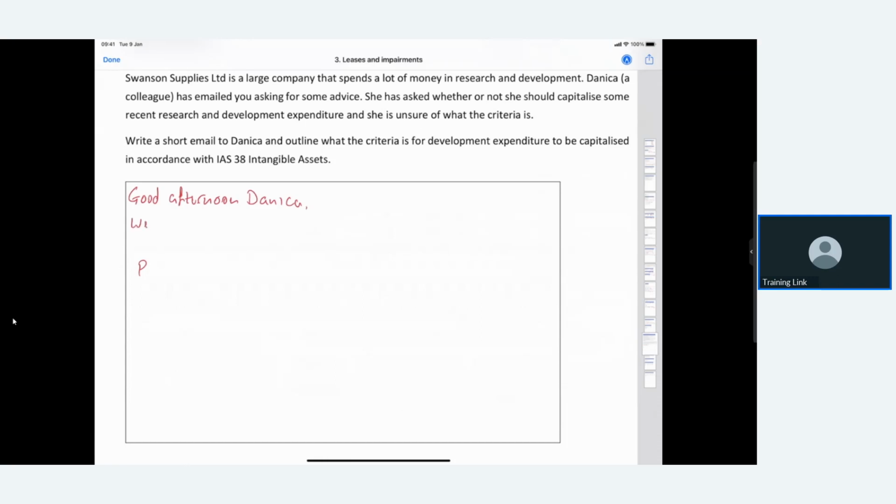We would write off research and development to the statement of profit or loss.